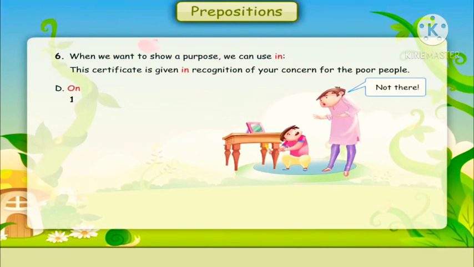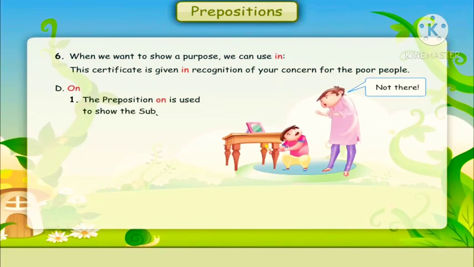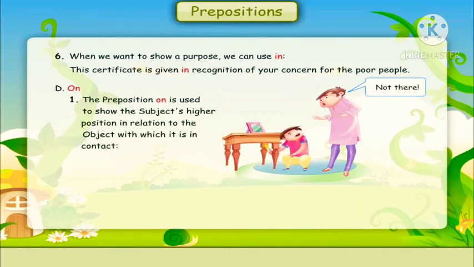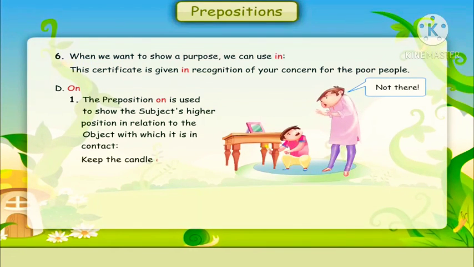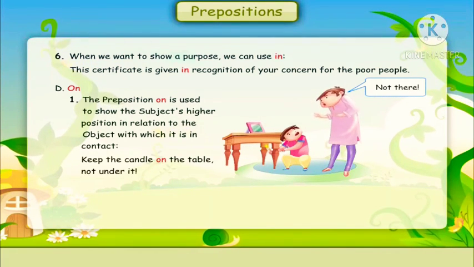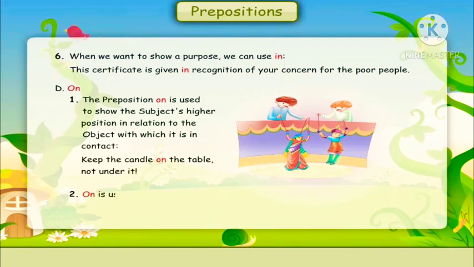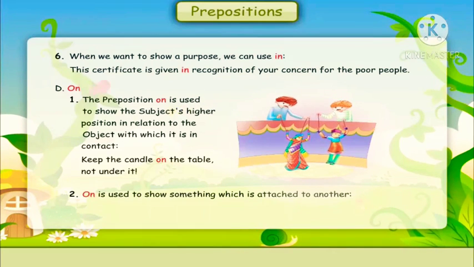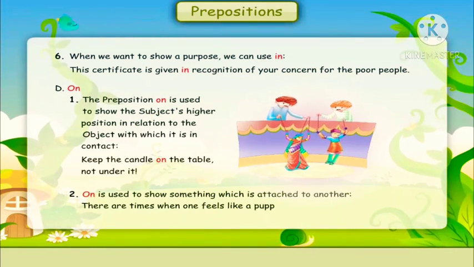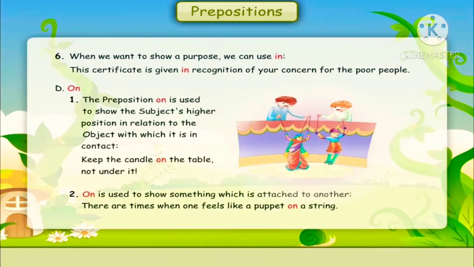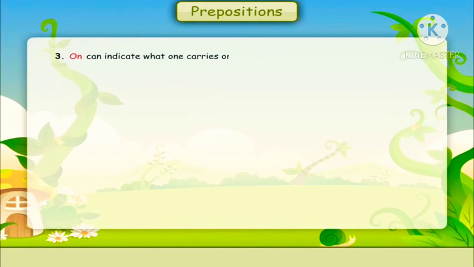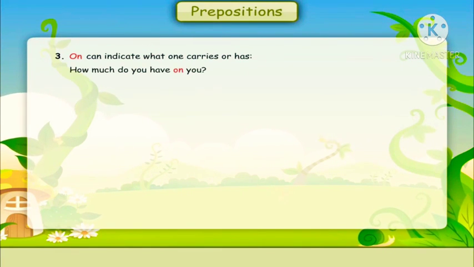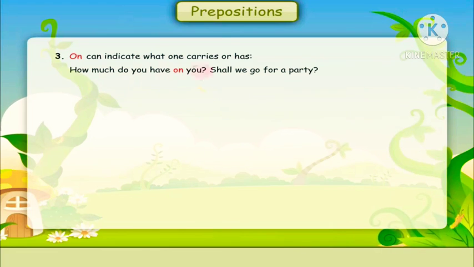On. The preposition on is used to show the subject's higher position in relation to the object with which it is in contact. Keep the candle on the table, not under it. On is used to show something which is attached to another. There are times when one feels like a puppet on a string. On can indicate what one carries or has. How much do you have on you? Shall we go for a party?